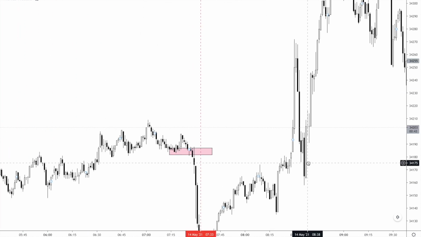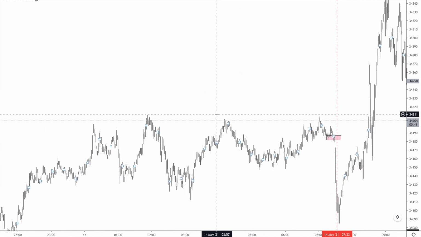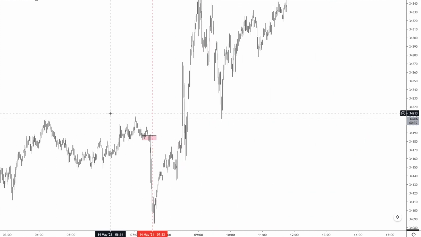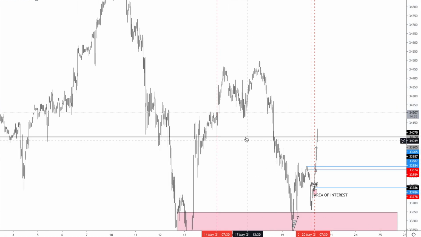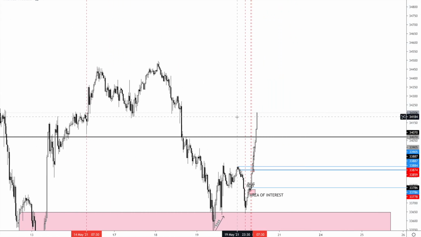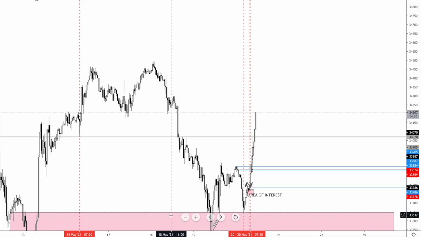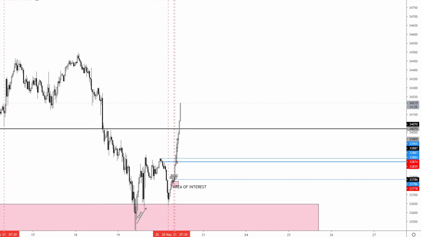And the New York session is the ideal session for US30. Ideal session. I don't see any other session that US30 moves like the New York session. It also moves at 2 p.m., 2 p.m. in the evening. Right, let me look for another one.